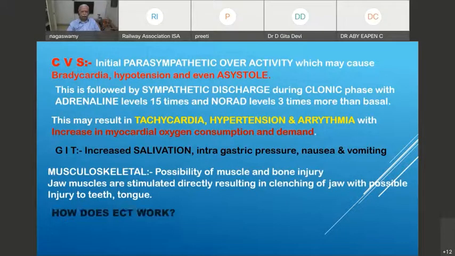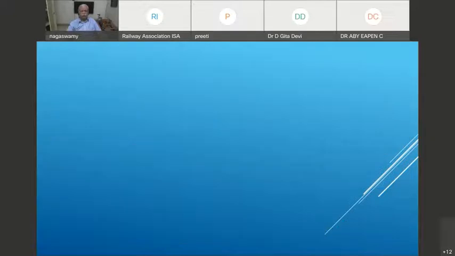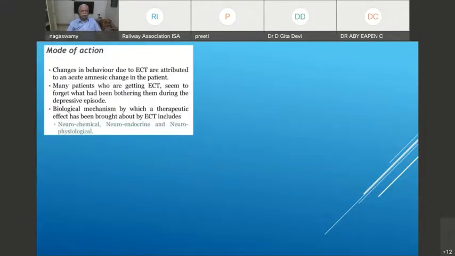So how does ECT work? What is the mechanism? ECT causes chemical and cellular changes in the brain that relieve severe depression by improving neurotransmission. So the transmitters are improved. The mode of action can also be attributed to acute amnesic change in the patient. The patient may have forgotten about what is bothering them because of this amnesia.